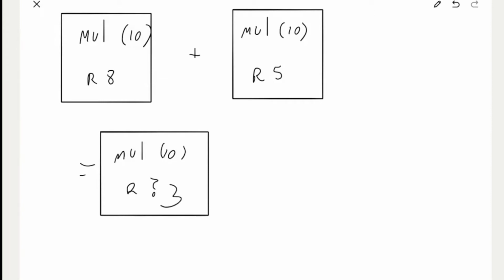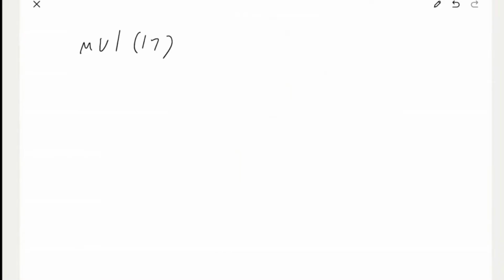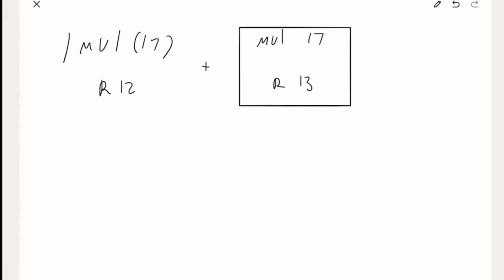So this is 3, you're right. Why is it harder with multiple of 17, let's say remainder 12, plus multiple of 17, remainder 13? Why is this harder? Or why was the one with the divisibility by 10 easier? I think the difference is that our number system is base 10.